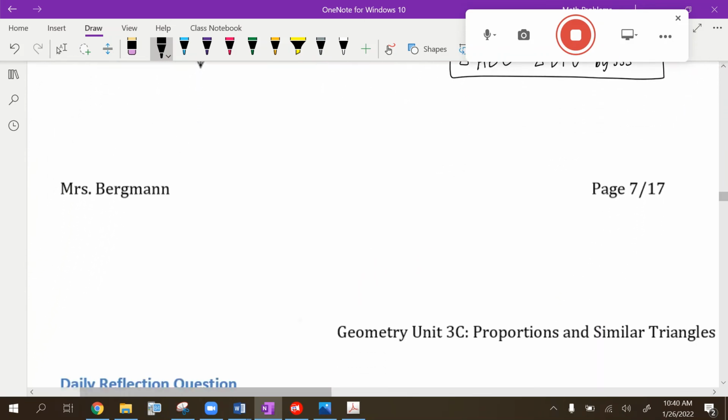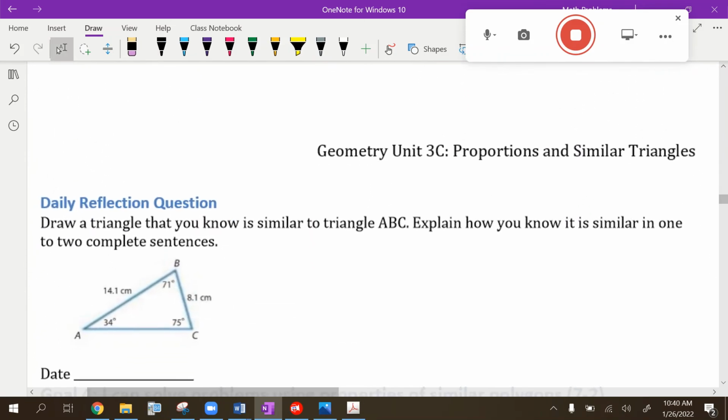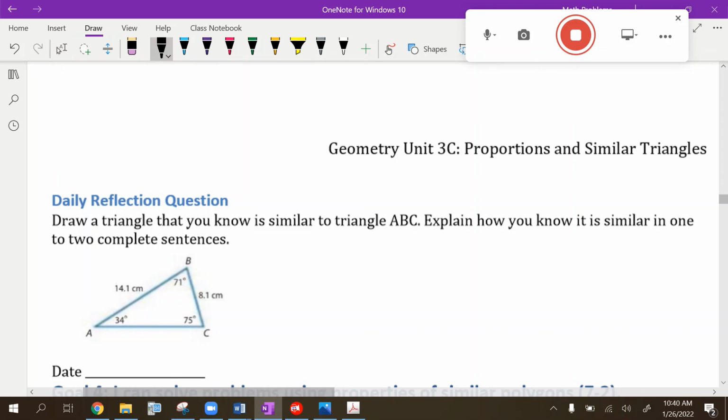Alright, finally, I want you to try to draw your own triangle that's similar to this one shown, and explain how you know it's similar in 1 to 2 complete sentences.